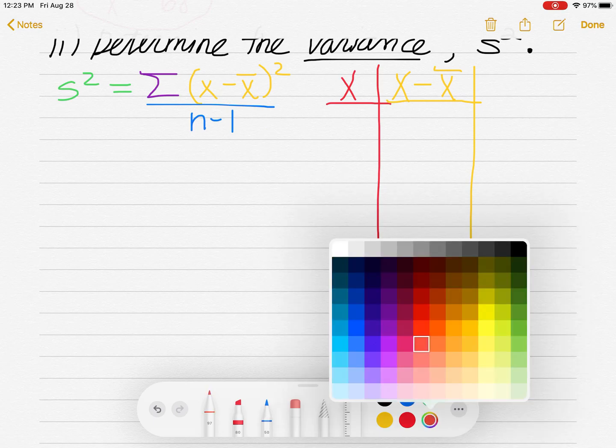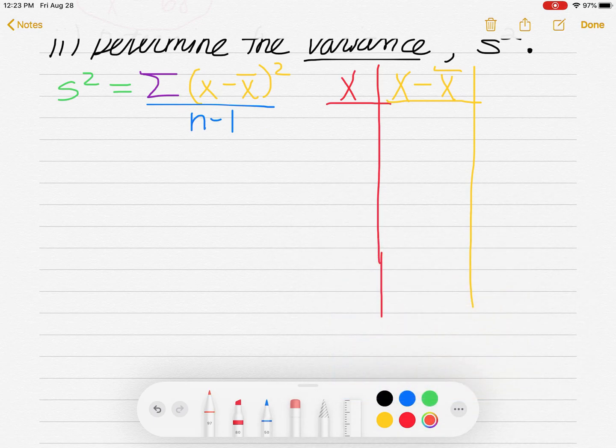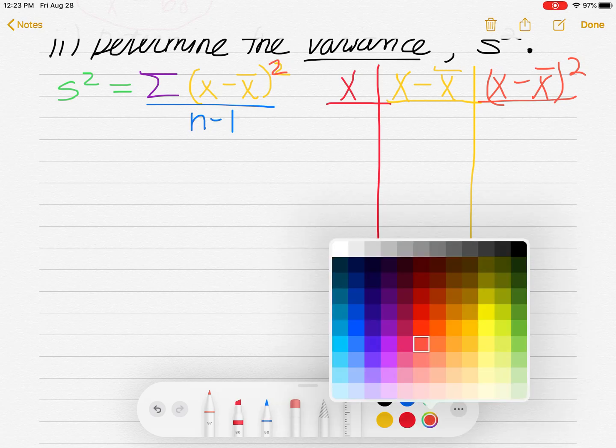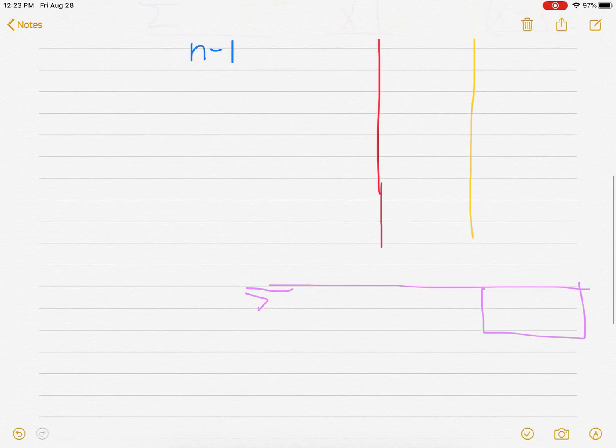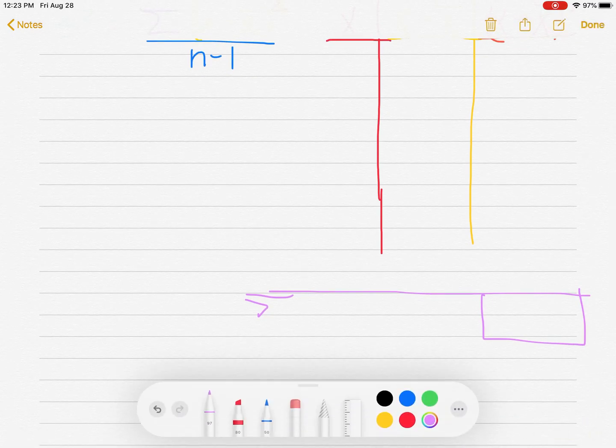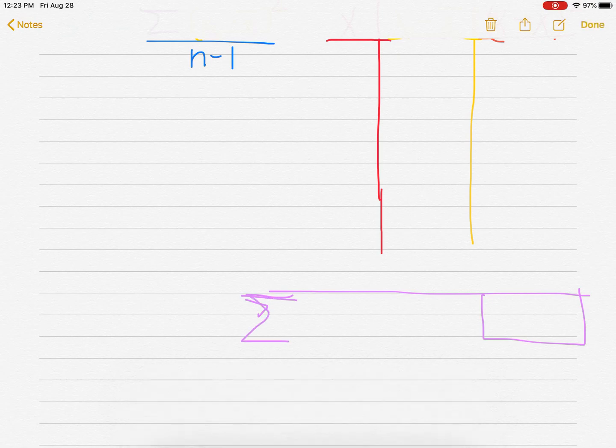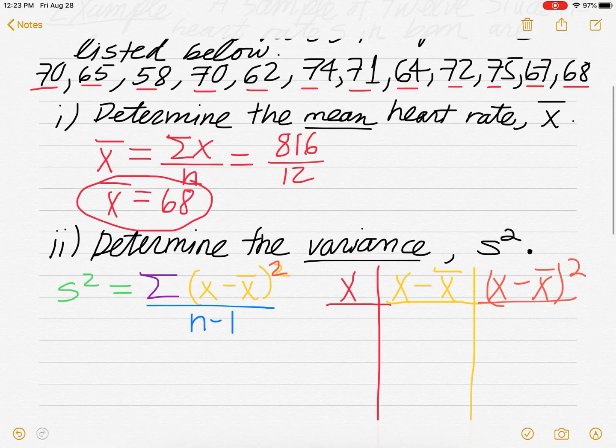I'll use orange for the squares, X minus X bar squared. And then we're going to add those up down at the bottom here in the box. You're going to add up with a little summation symbol. Summation symbol, right? All right, so we have to put all our values in the X column.